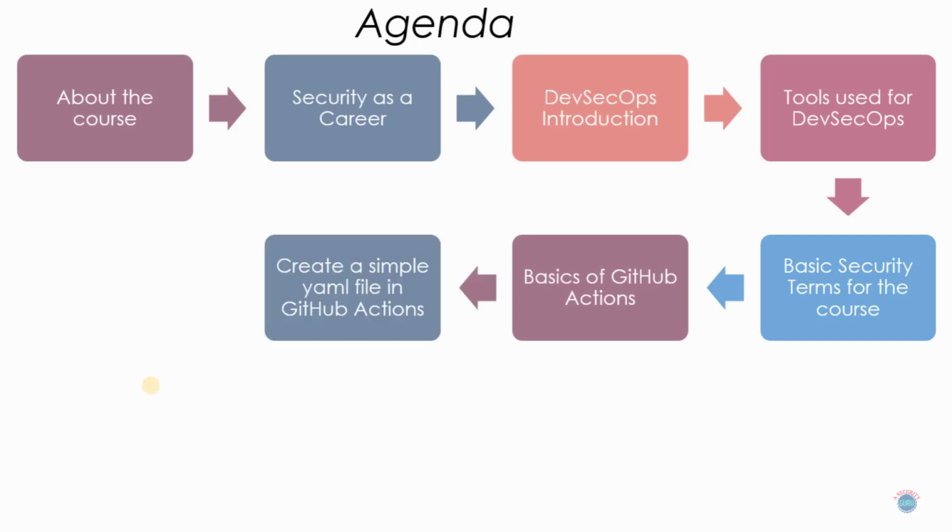Next, we are going to start from scratch. We are going to create a very simple YAML file within GitHub Actions so that you get familiar with it before we start implementing complex operations within GitHub Actions.